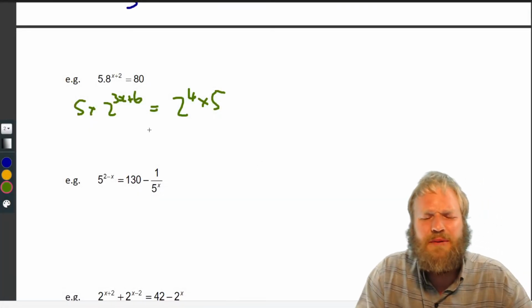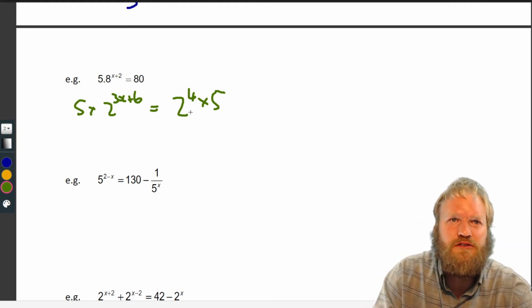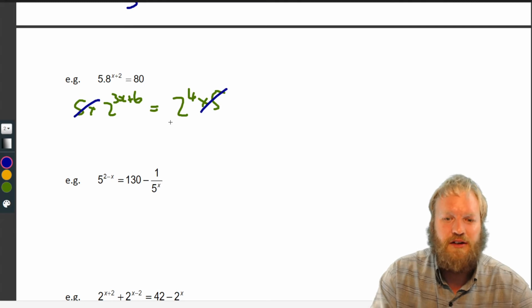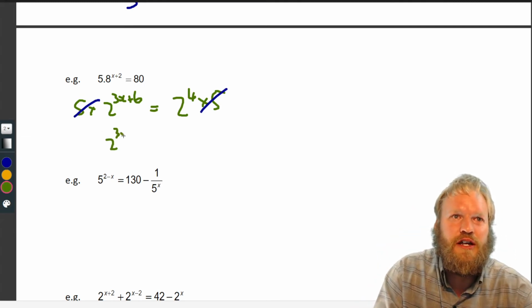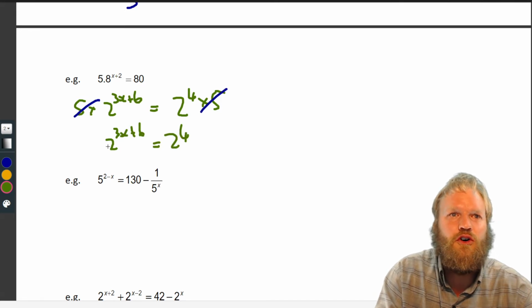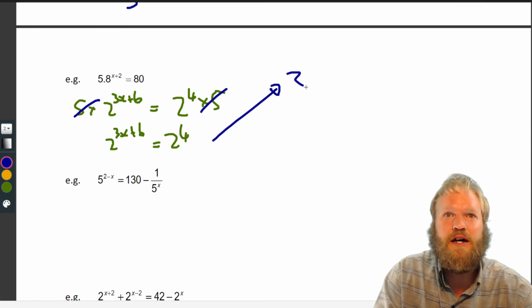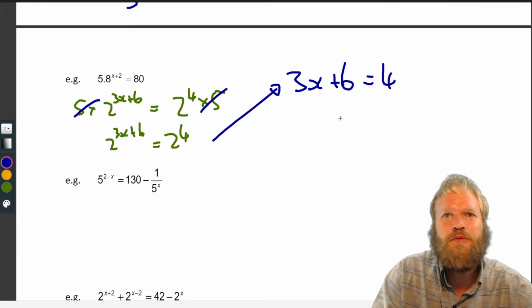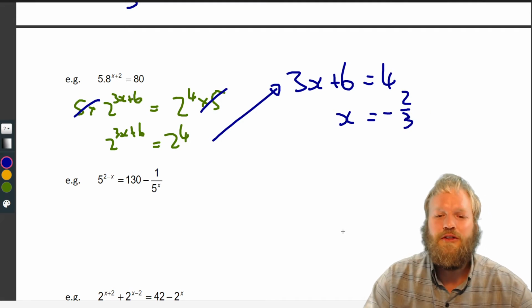Cool. So maybe that's what we go to start with, and we go, yeah, prime factorize, and we got bases of 2, bases of 5. Well, what's quite nice about this is if we divide each side by 5, we effectively kind of cancelling the 5s. So we're just left with 2 to the 3x plus 6 equals 2 to the 4. Excellent. Bases the same, exponents the same. So I'm going to throw this up here and say 3x plus 6 equals 4. So x equals minus 2 over a wonky 3.